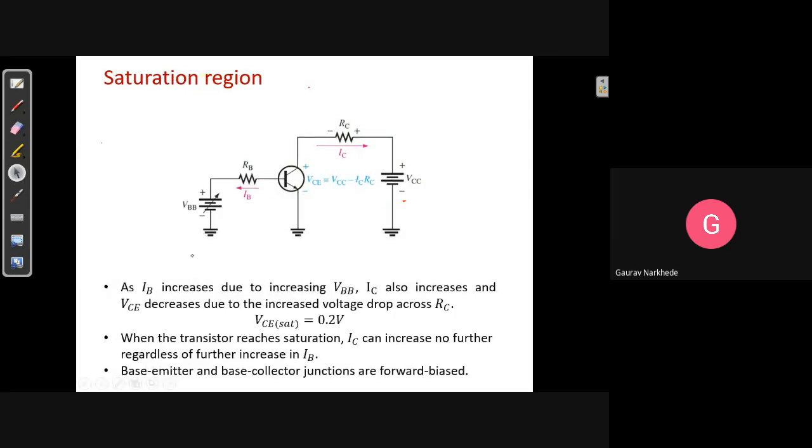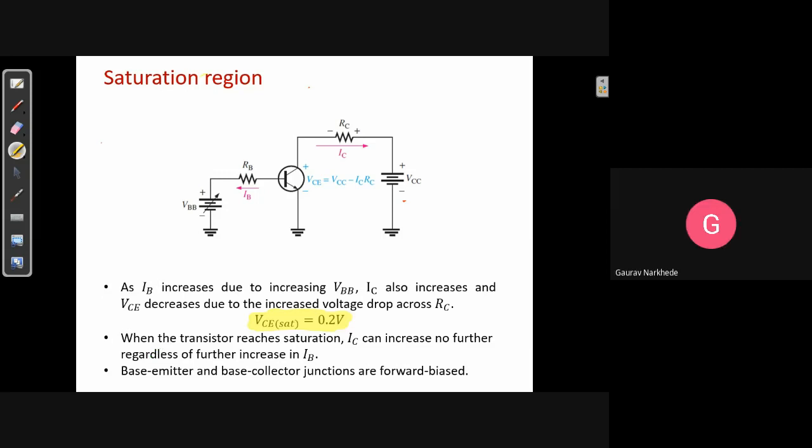Okay. Now the second one is the saturation region, right? So what happens in the saturation region? In the saturation region the current is very high, right? Both the diodes are in forward bias. So normally VCE saturation is 0.2 volts, correct? Yes, sir. Okay.